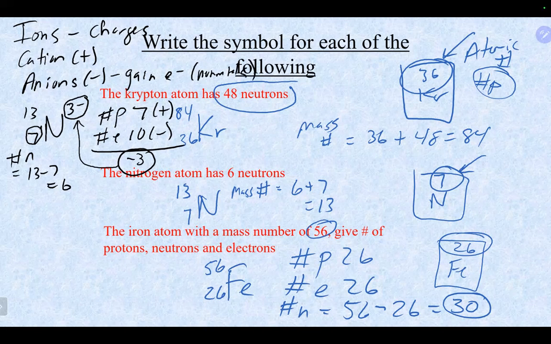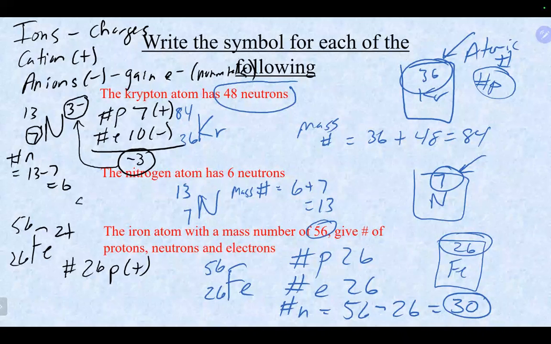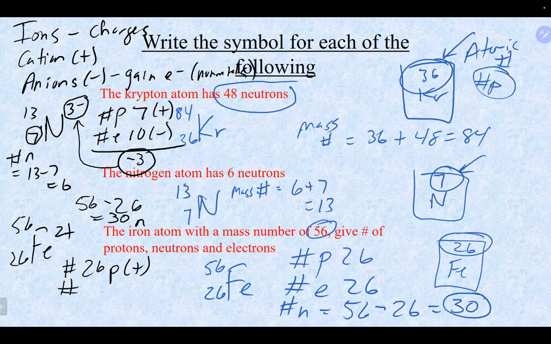Now, if we took our iron and did iron here with a +2 charge, we'll do the same mass number there. In this case, once again, it would have 26 protons. It will once again have 56 minus 26 for 30 neutrons. Once again, it is the electrons that change here. So in this particular case, it has a positive charge.